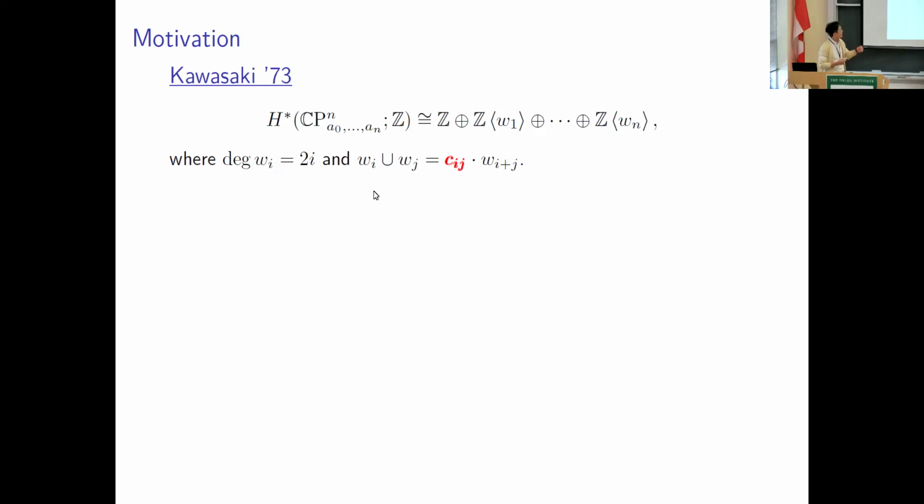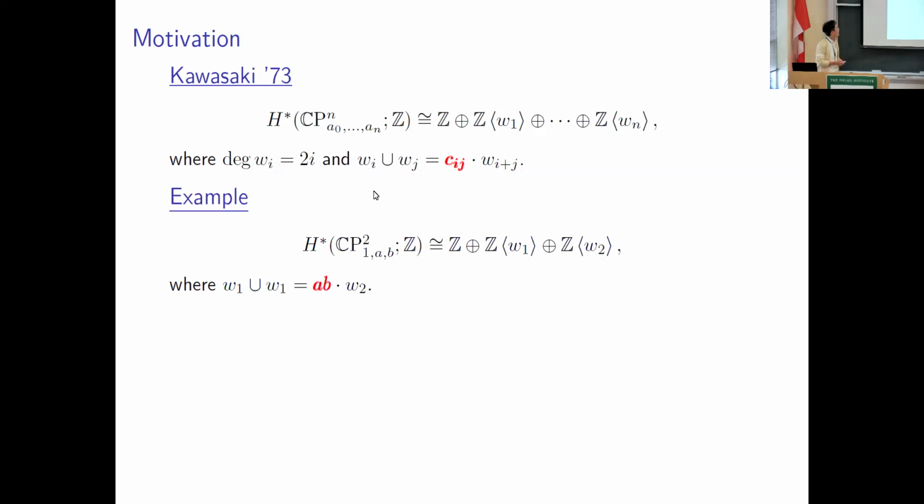In other words, if you multiply the degree 2i generator and the degree 2j generator, it doesn't go to the degree 2(i+j) generator. There's some divisibility, okay? And this divisibility c_ij can be computed straightforwardly from the given weights. For instance, if you look at the weighted projective space with weight (1, a, b), then the divisibility is nothing but the product of these two weights, a and b.